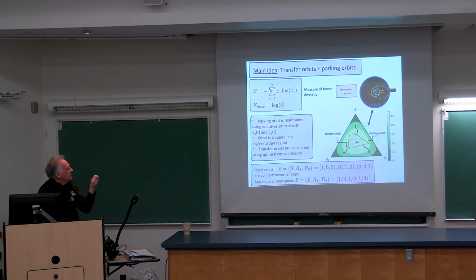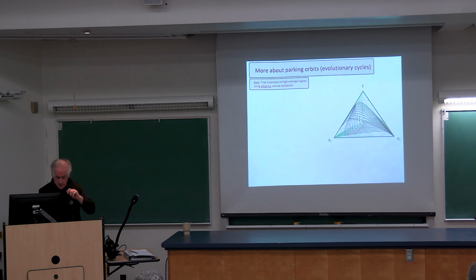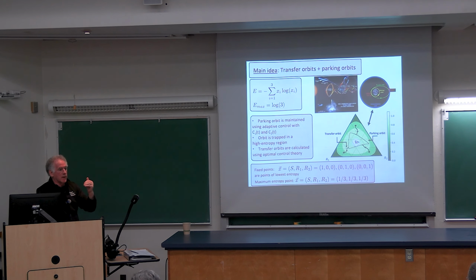And so the parking orbit is maintained using adaptive control, where the orbit is trapped in a high entropy region, and the transfer orbits are calculated using optimal control, depending on where you start and whether you're trying to minimize the time that it takes to get to a parking orbit or the amount of chemotherapy that it takes. One would be a running cost, one would be an end cost. And that's what, again, people use in driving systems to things that are not fixed points, like halo orbits. Just like here, we're driving to a point that's not a fixed point. So we have to maintain it there.